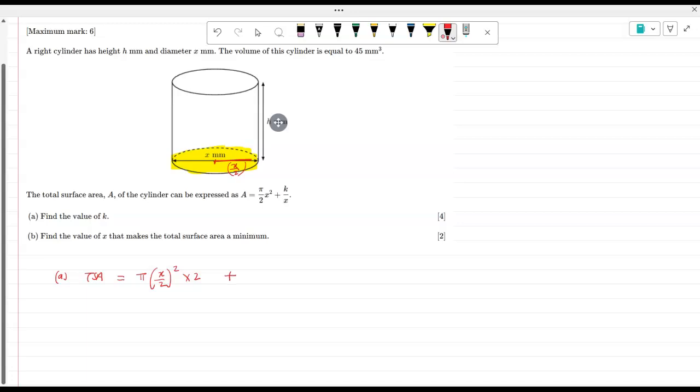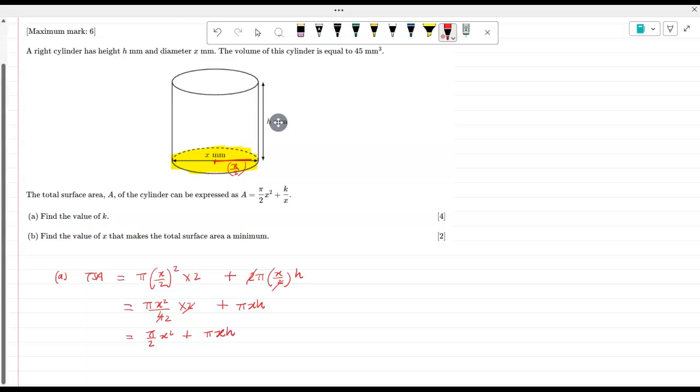Correct? Plus the side. Surface area of the cylinder, you imagine you're painting it, not volume. 2 pi r h. So 2 pi r is x over 2 and h is h. So when you simplify this, pi x square over 4 into 2, plus 2 and 2 cancel, pi xh. So pi upon 2 x square plus k upon x. Now where is the k upon x coming from? The pi xh.